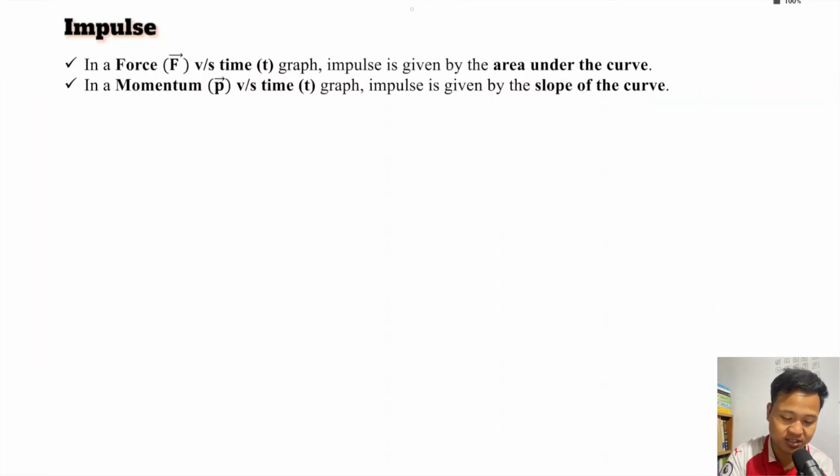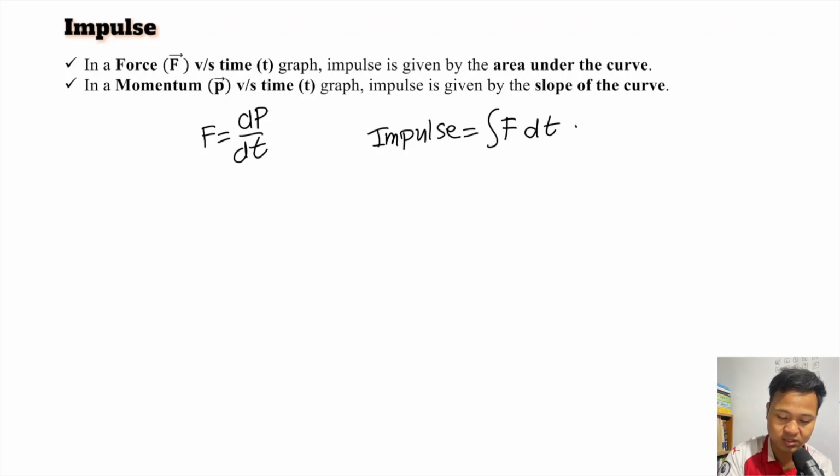So graph questions. Here see, force is equal to dp by dt, Newton's second law. Impulse is integral f into dt, like integration of f(x) into dx. What is this integration? It is the area. So in a force versus time graph, the impulse is given by the area under the curve.